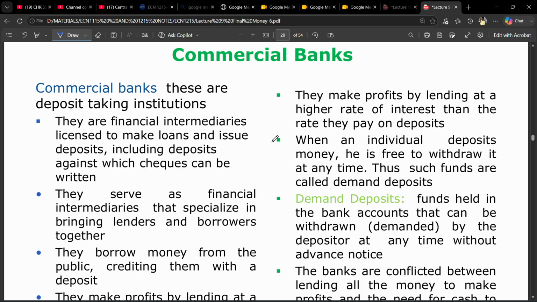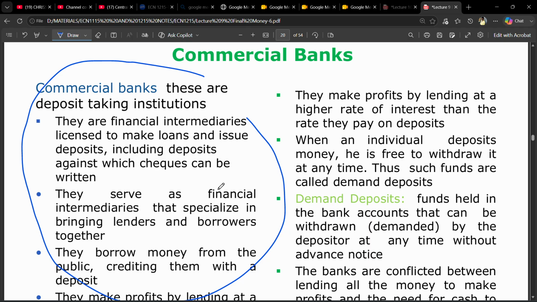Okay, so you're going to find that these commercial banks will get money from people. If someone comes to the commercial bank, they deposit money, and once that money is deposited, another person is going to come and borrow some money. That person again will go to another bank and deposit, just like that, just like that.